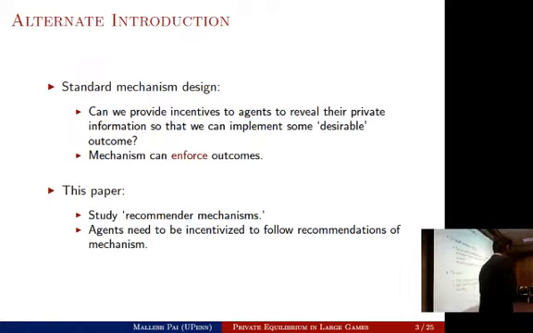In a standard mechanism design setting, after an individual rationality constraint or something like that, we give the mechanism the power to enforce outcomes. So once everyone's revealed their private information, the mechanism can force each person to do what the mechanism tells them to do. Here we're going to study what we call a recommender mechanism, or what has been called a recommender mechanism. What I mean is that agents need to be incentivized to follow the recommendations of the mechanism.